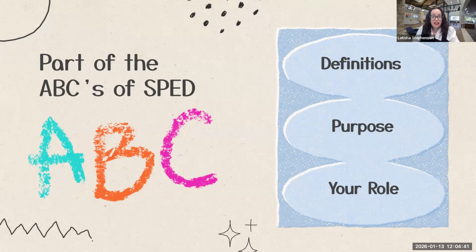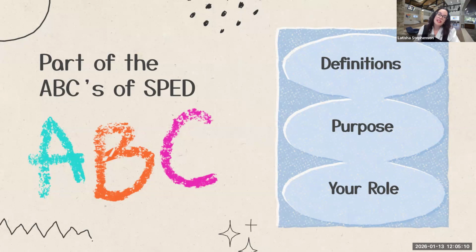And we're going to define what an FBA is and what a BIP is. They go hand in hand. We're going to talk about the purpose of both of those things, and we'll talk about your role as a parent when it comes to FBAs, BIPs, and then further on, talking about the progress that we would like to see our students make on the behavior goals that we create as a team. If you have questions, I can answer them, especially towards the end, or you can reach out to me.